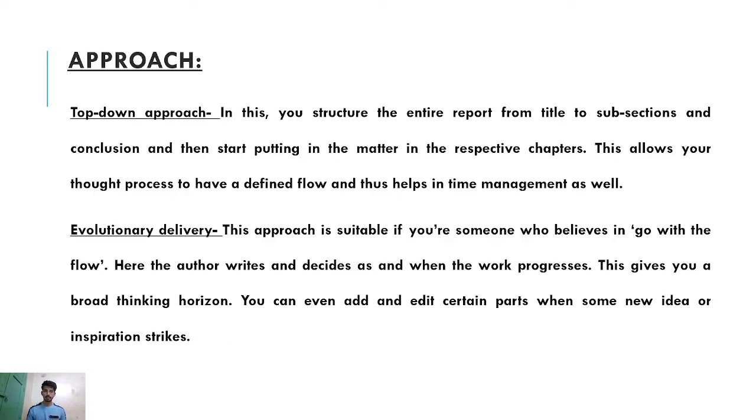Approach. There are two approaches, the top-down approach and the bottom-up approach. In the top-down approach, the report is divided into subsections, and we go from the top to the bottom, like introduction, main content, and so on. This approach is suitable for someone who believes in going with the flow. If the reader has to make decisions within one or two days, they have to read your paper, which is written in a top-down manner, so that the reader can easily understand the concept.